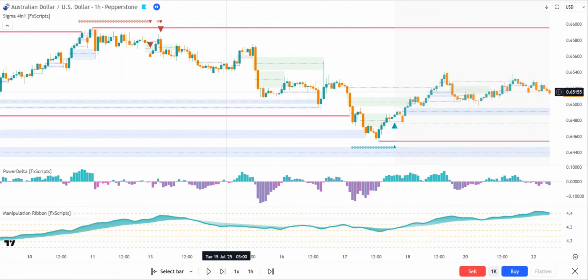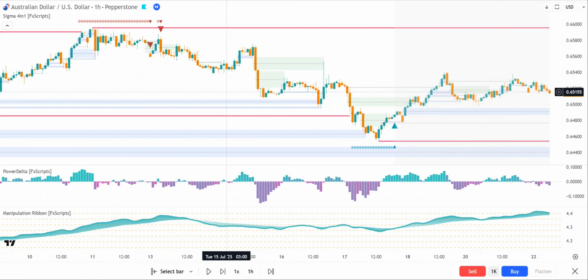Welcome to an overview of the FX Scripts Sigma reversal trading system built exclusively for TradingView. This session is an overview of each of the indicators, plus how they work, how the system works. So it's going to take a few minutes, but hopefully you've got time and settle in and enjoy.